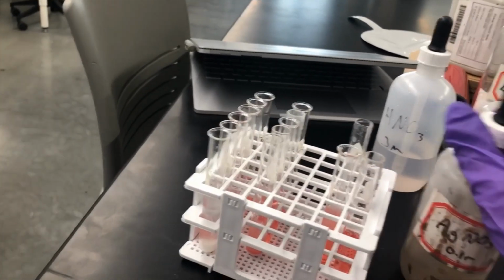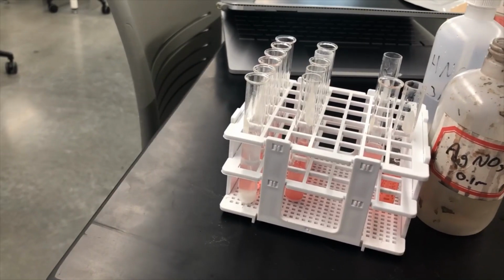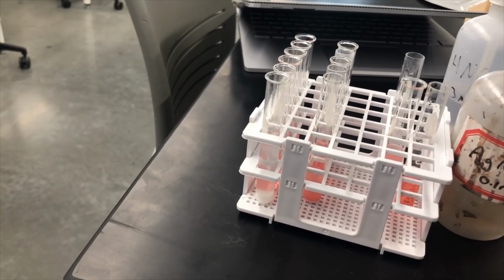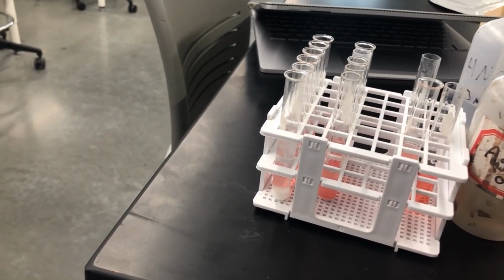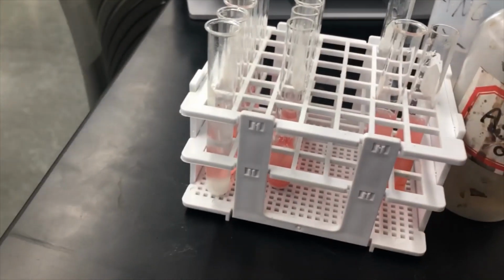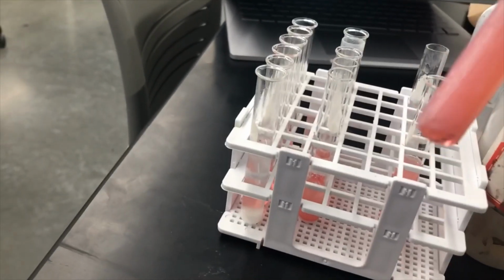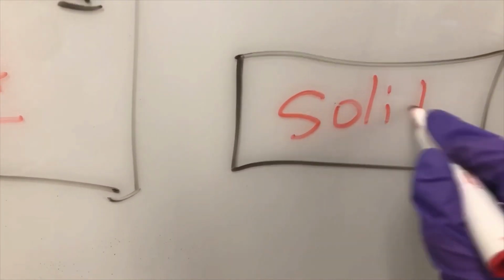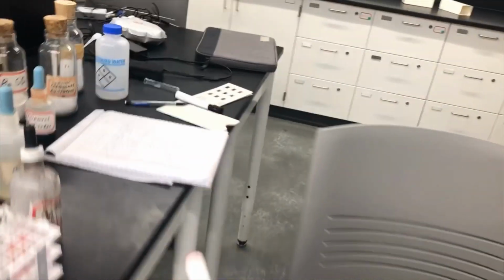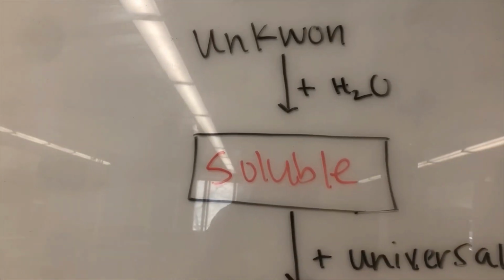And then lastly, the reaction with silver nitrate. This will test for the presence of chloride. Oh yeah, definite solid formation. You can even see it on the sides. So that's a positive result there. So when silver nitrate was added, solid formed.